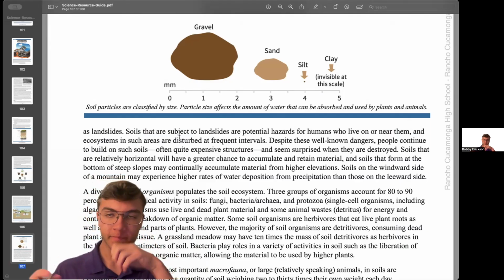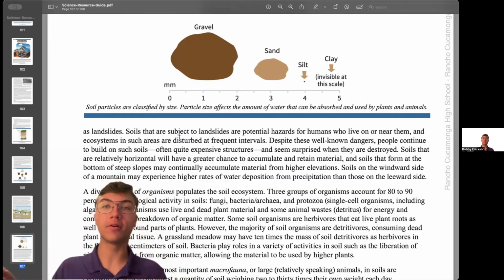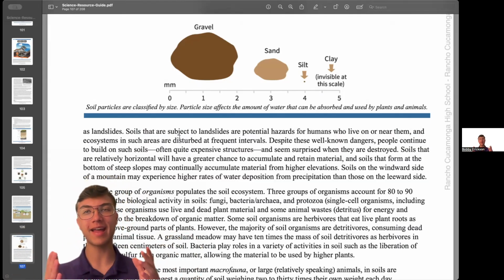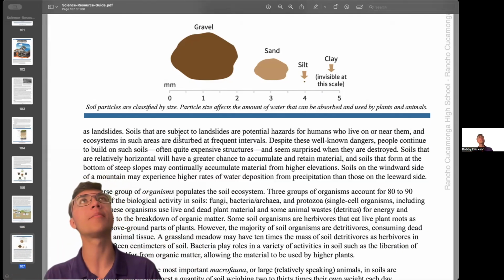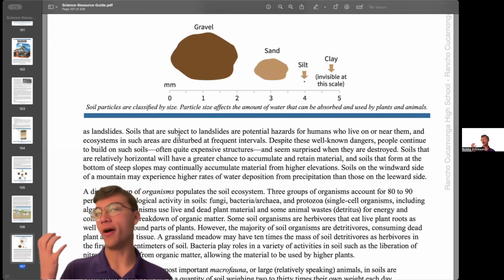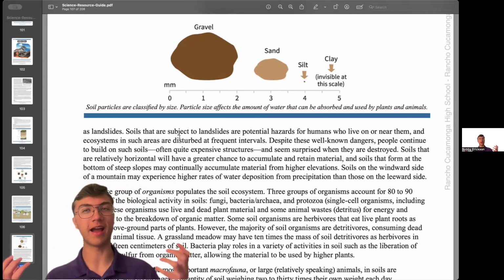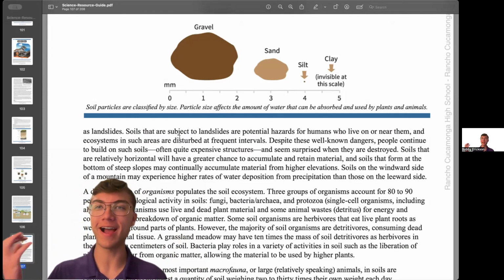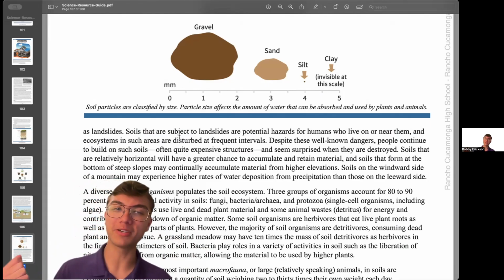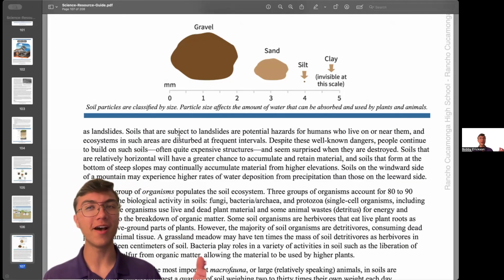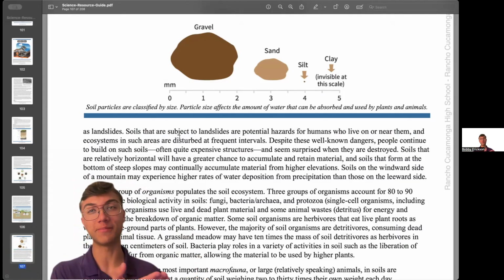But if the soils are relatively horizontal, you can build there. Think about that one parable, or not a parable, but really just a metaphor in a way, of building your house on the rock versus building your house on the sand. This is the same thing. Don't build your house on a cliff that's about to have a bunch of landslides. You gotta build your house on the horizontal soil.